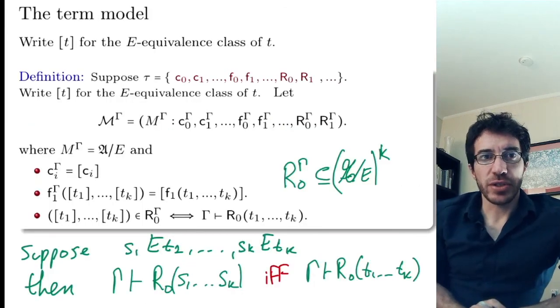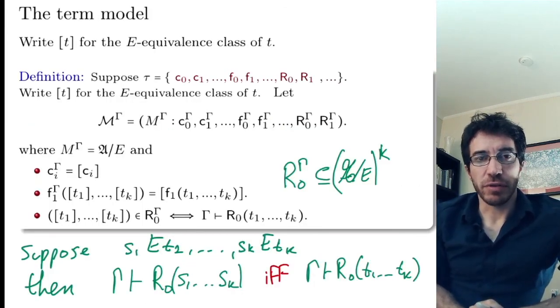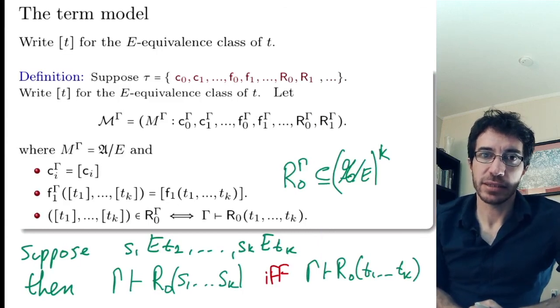So the question now is, is this structure a model of gamma or not? The answer is going to be, it's not that simple.